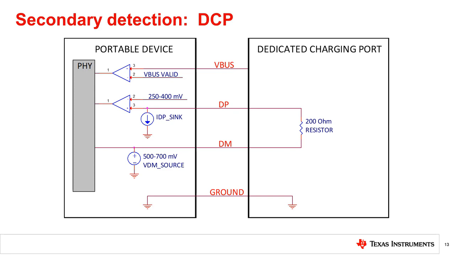The PD disables the voltage source on DP, then outputs a voltage source between 500 and 700 millivolts on DM and enables a current sink on DP. It then compares the voltage on DP to a voltage reference between 250 and 400 millivolts. If DP is higher than the reference, it is connected to a DCP.